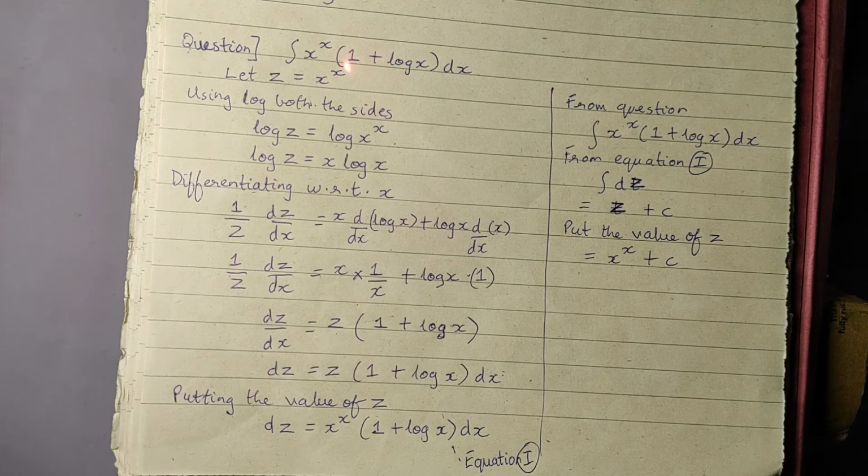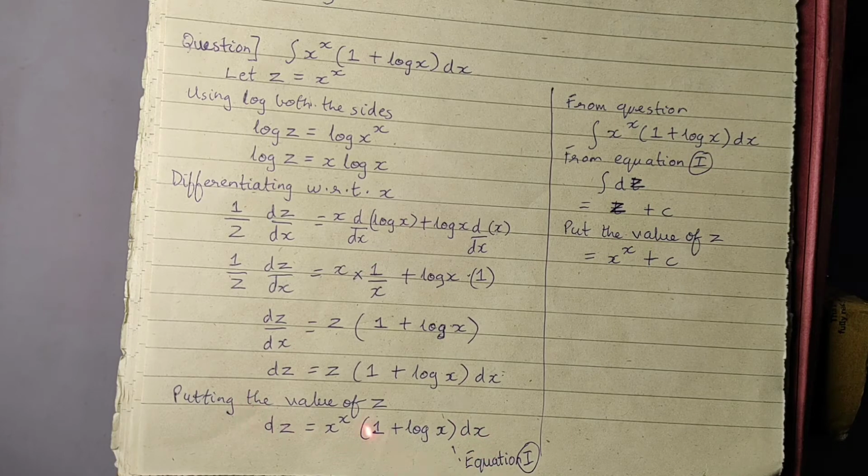Okay, so you can compare this with this term. Now instead of putting z, we will be putting dz. Instead of z, we are putting this term. z is equal to x raised to x. So x raised to x, (1 plus log x), dx.